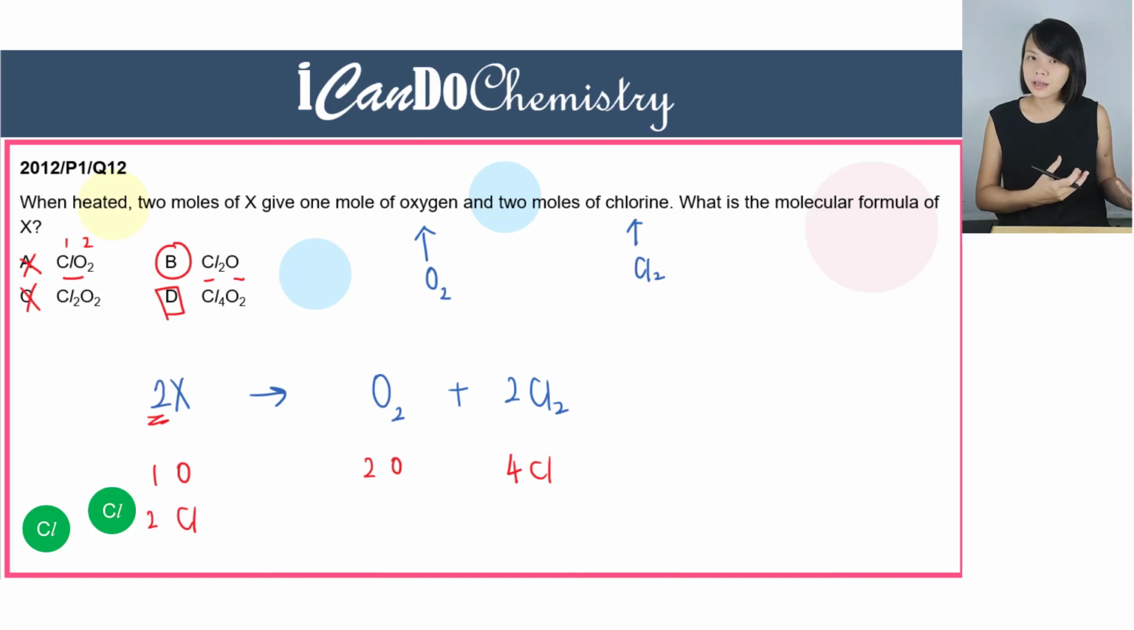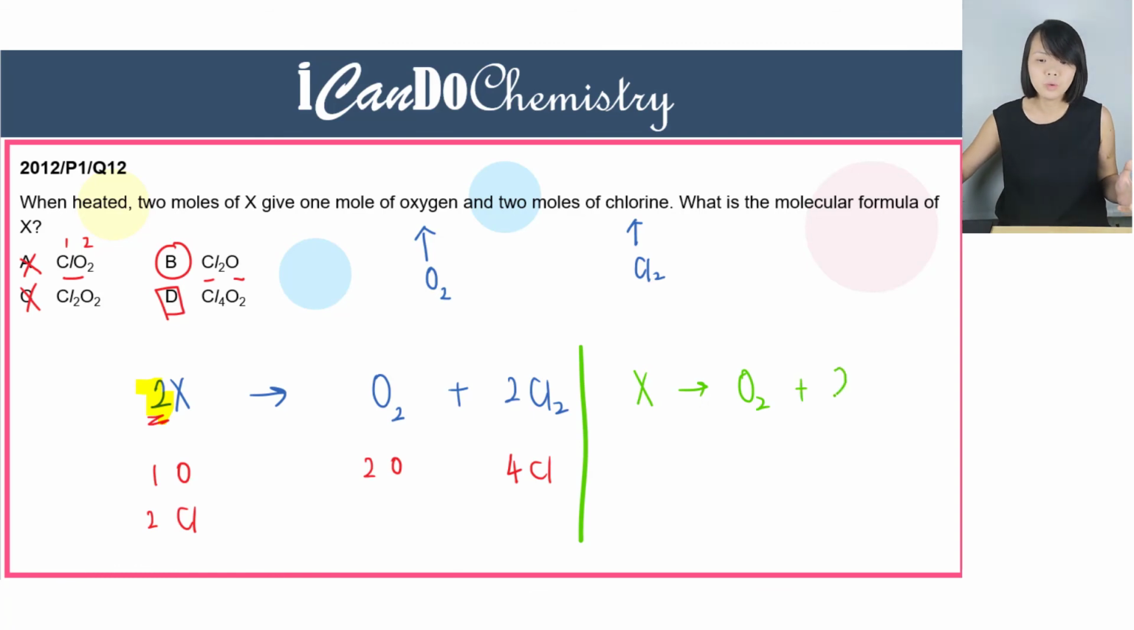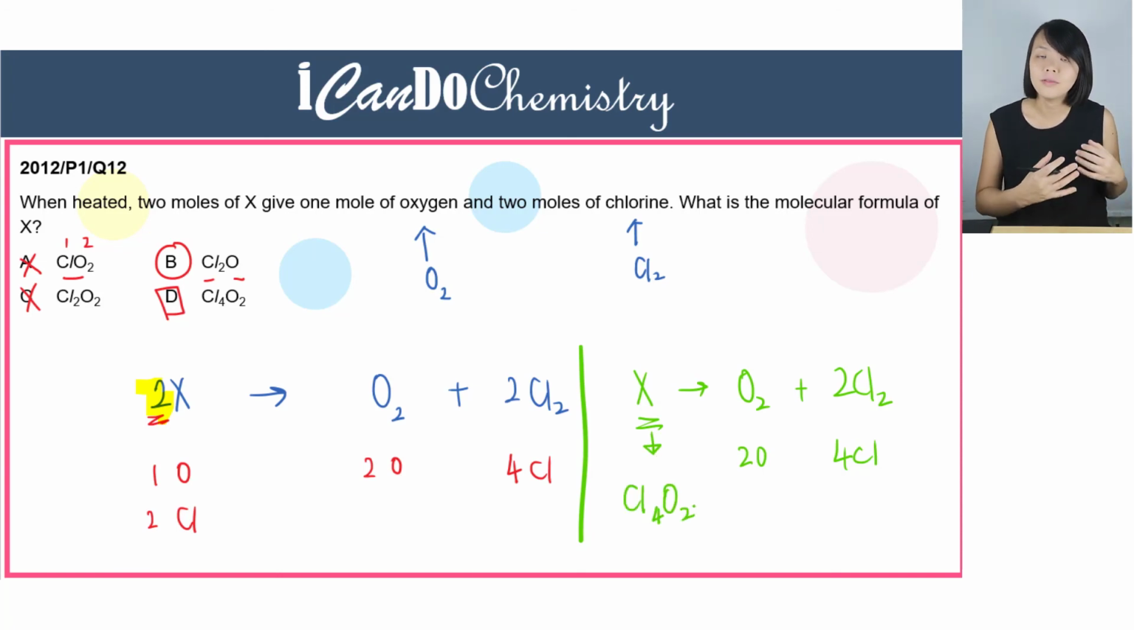Some of the students who are slightly more careless, okay, they may miss out the info that there are 2 moles of X. If that's the case, they may write down the equation that I'm going to write in green over here. So they will take it as 1 mole of X gives 1 mole of oxygen and 2 moles of chlorine gas. If that's the case, then all my oxygen and all the chlorine will belong to that 1 mole of X. Then this 1 mole of X will definitely take on this molecular formula of Cl4O2. But obviously this is not going to be the correct answer because in the question it is given that there are 2 moles of X.